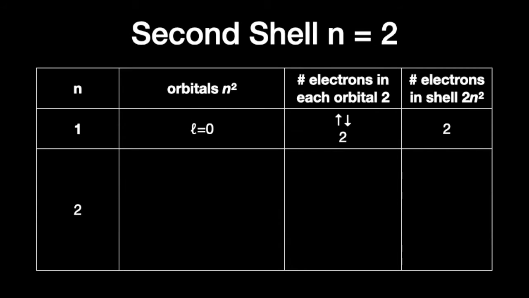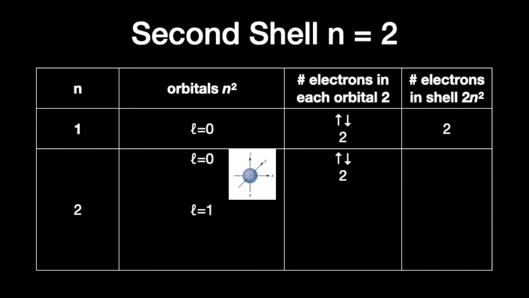Now, how about the n equals 2 shell? Here, remember, L can vary from 0 all the way up to n minus 1. So it's possible for L to be equal to 0, and it's possible for L to be equal to 1. If L is equal to 0, we call this an s orbital. Once again, the s orbital has just this single shape, and there's 2 electrons that can fit into it with opposite spin, and there's a total of 2 electrons in that subshell.